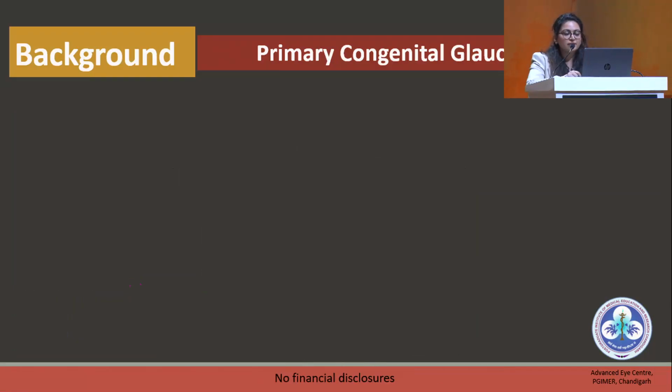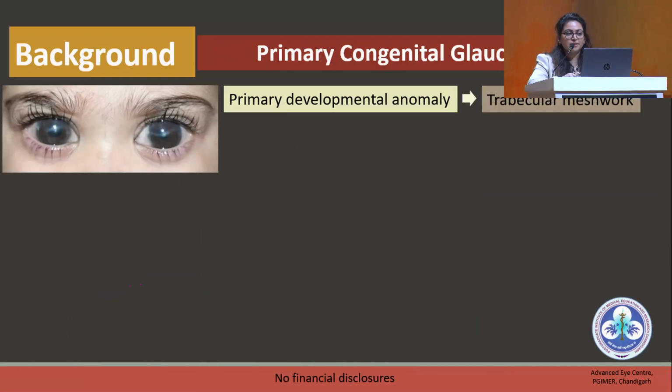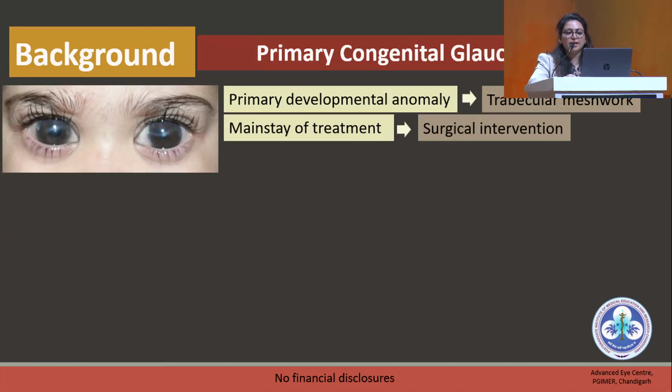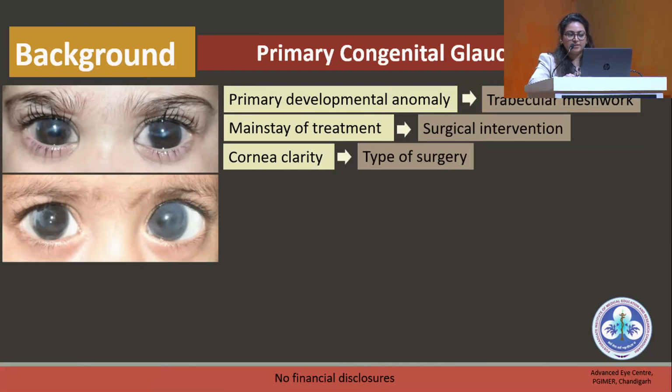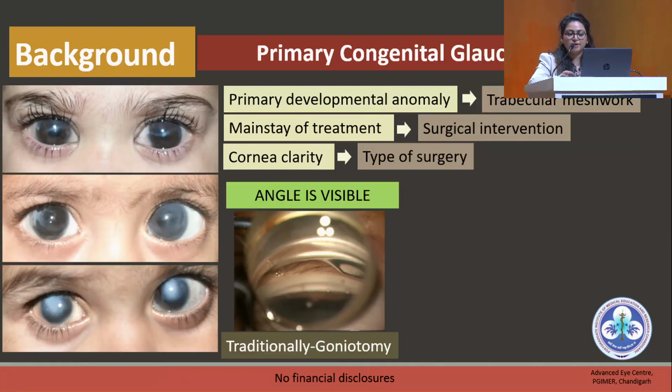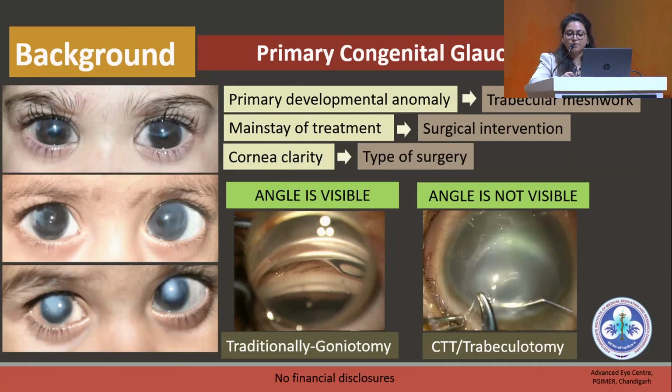So in our study, as we all know, primary congenital glaucoma is a primary developmental anomaly of the trabecular meshwork, and the mainstay of treatment is surgical intervention. Surgical intervention is determined by the corneal clarity. If the cornea is clear, then we go ahead with ab interno procedures such as goniotomy. And when the angle is not visible, then we go ahead with ab externo procedures.